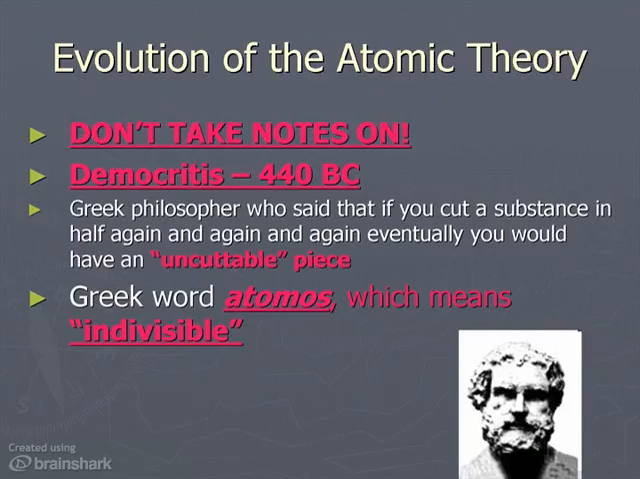For this part you do not need to take notes. I just want to give you a little bit of the background of how the atomic theory came about. Way back in 440 BC, a Greek philosopher named Democritus said that if you cut a substance in half again, and again, and again, eventually you'd have an uncuttable piece. He gave that uncuttable piece the word atomos, which means indivisible.